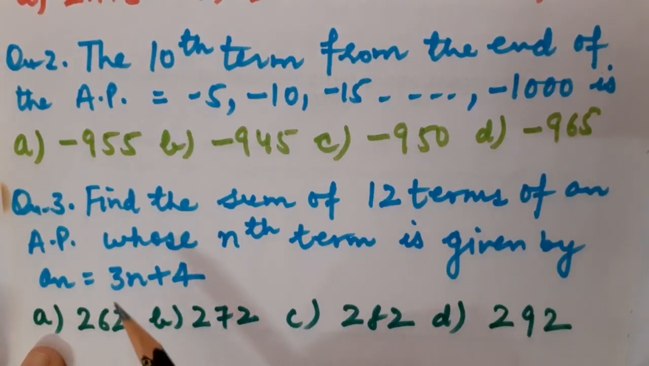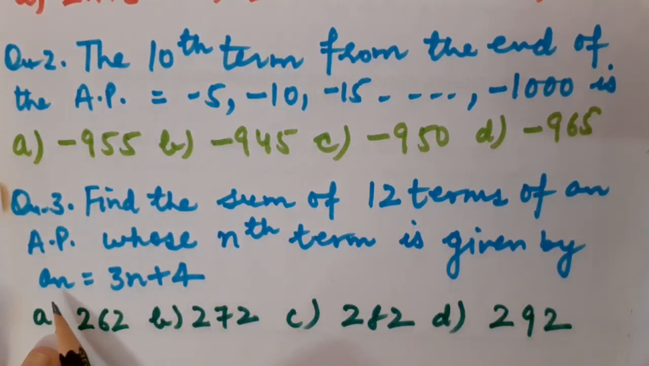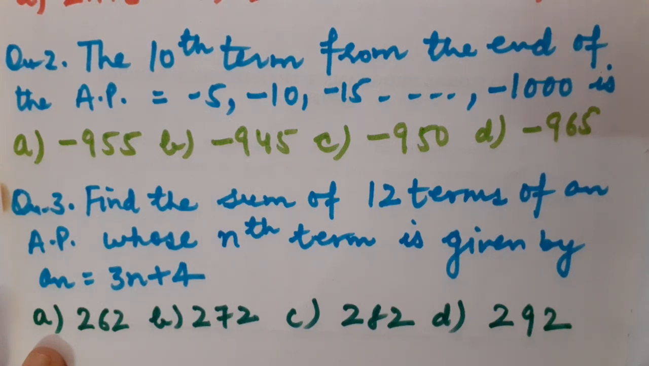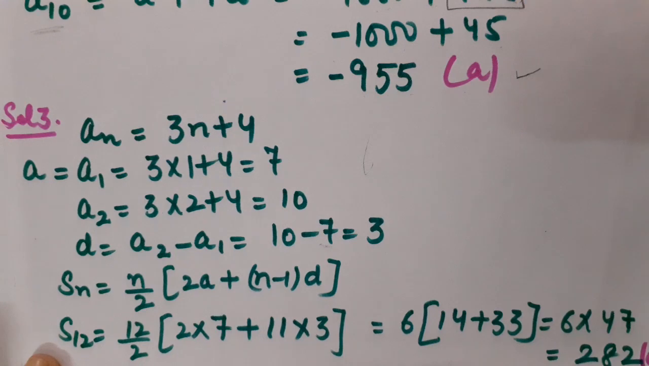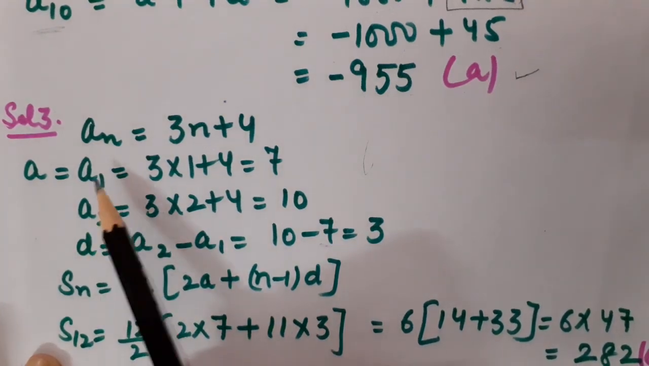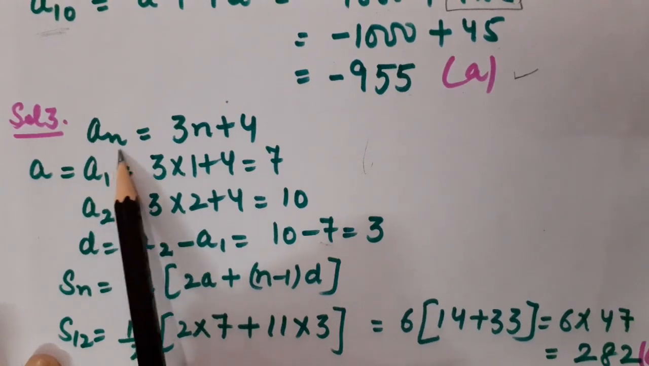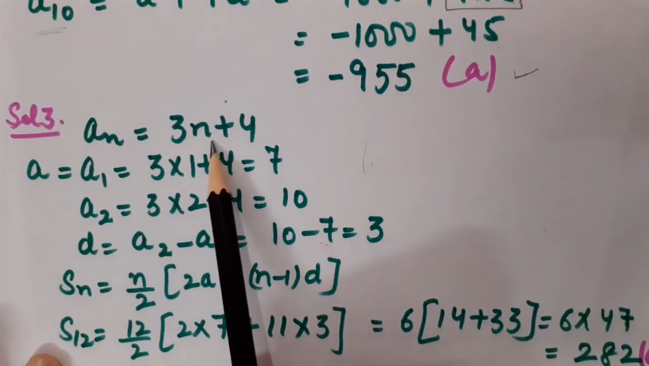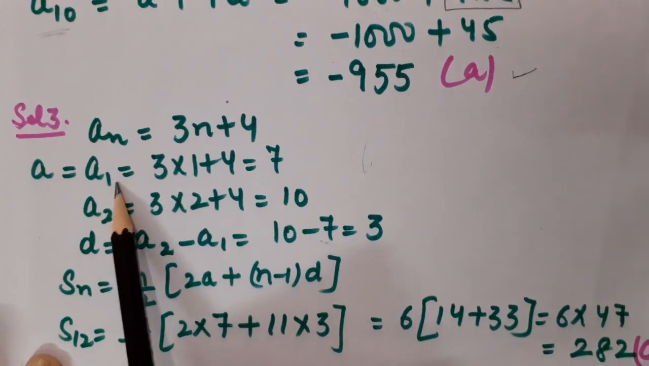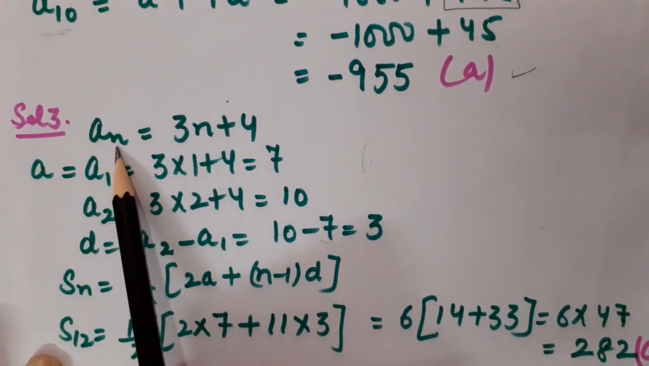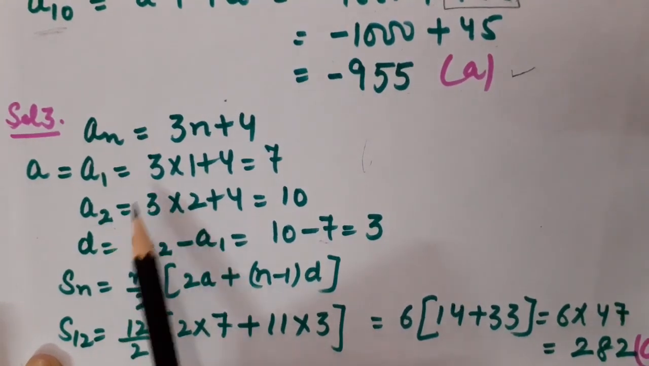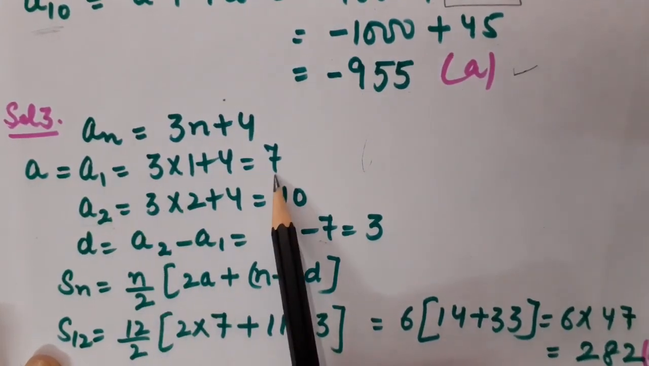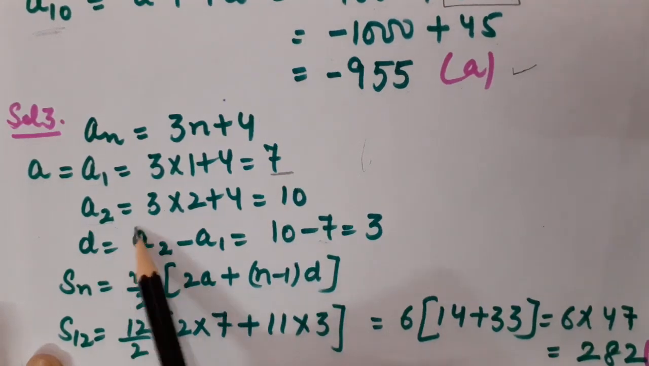Now children, the third question is find the sum of 12 terms of an AP whose nth term is given by An is equal to 3n plus 4. We will have to calculate the sum of the first 12 terms of this AP. So children, there are basically two ways to solve this question. Way number 1 I am telling you and way number 2 I will tell you orally. You will be having the nth term given, that is An is equal to 3n plus 4. You are just going to calculate A1, A2 by putting n is equal to 1 and n is equal to 2 respectively. So when I put n is equal to 1, I got A1 is equal to 7 and A2 is equal to 10.